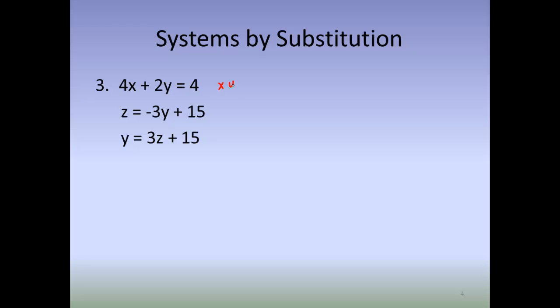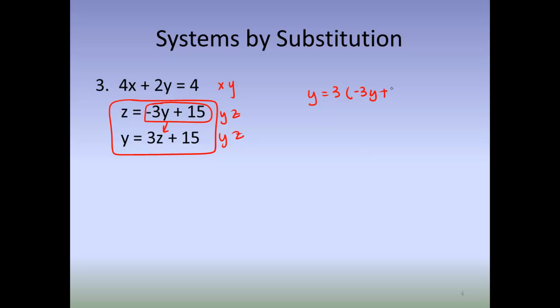The first equation uses x and y. The next one uses y and z, and the last one uses y and z. So I'm actually going to start by solving this mini system of just y and z. I'm going to say, well, if this is what z equals, I'm going to put it right there. So I will have y equals 3 times negative 3y plus 15 plus 15. Let's continue. Y equals negative 9y plus 45 plus 15. If I go ahead and move this to the other side, I get 10y equals 60, and y equals 6. I've got 1/3 of my answer.